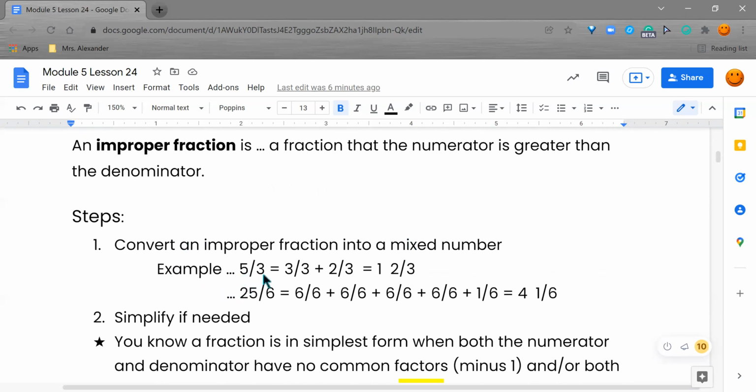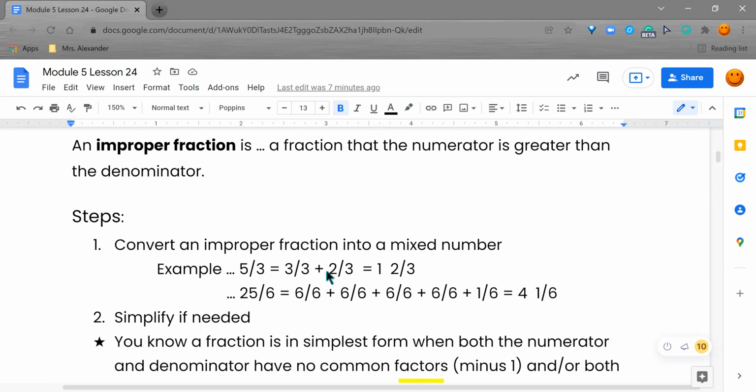First, we have 5 over 3. So we see how many times we can pull 3 out of 5, and I see that I can pull one 3 out. So I write that as 3 over 3, which is 1. Okay, now I have to figure out how many are left over. If I'm looking at my numerators, I have 3 plus some number, and that number has to equal 5. And I see that it's 2. 3 plus 2 is 5.